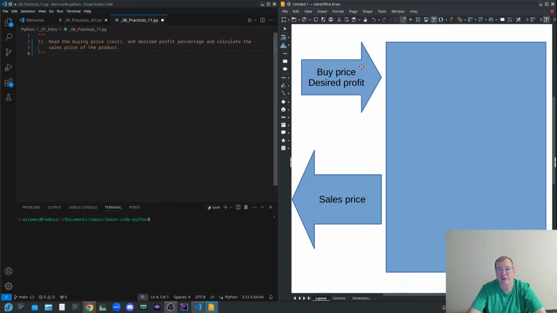So here we need to do some calculation, or we need to come up with a formula. What is this formula? How to find the sales price. Okay, so the sales price will be something by, we need to get this desired profit, which will be a percentage.